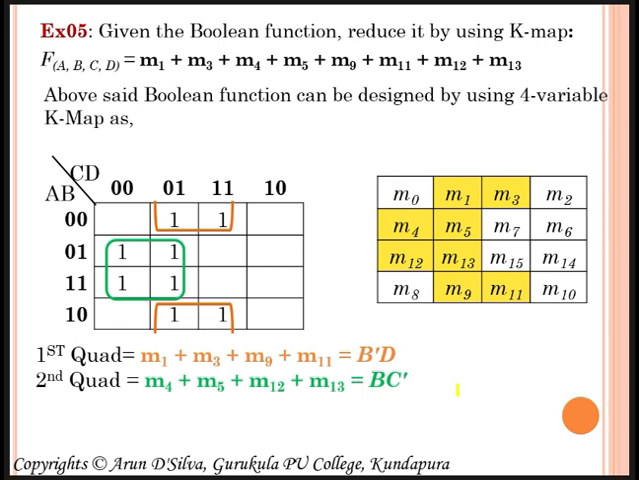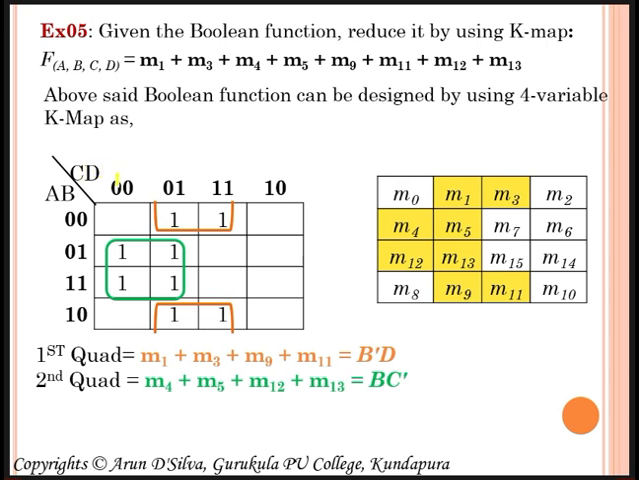Now finding the reduced mean term of this quad: this quad belongs to second and third row of the map. In the second row AB equal to 0 1 is there, in the third row AB is 1 1 is there. Therefore here A value changes, 0 and 1 is there, but B value is the same, 1 itself. So we have to take B here, value is 1, so it will not be a complement, B remains as it is. And this quad belongs to first and second column.